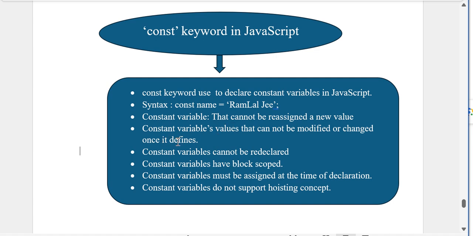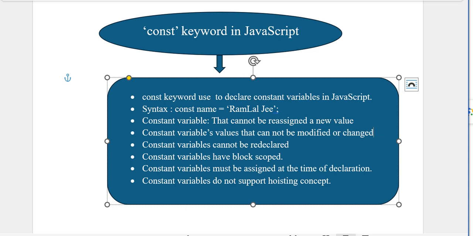Okay, so this word "once it's defined" might confuse some people. So let's remove that, because definition and declaration are different things. We will discuss that later. The ones with the bullet points we have discussed, then after we will discuss the rest. Here, a constant variable's value cannot be modified or changed. So here "Ramlal" cannot be changed to other values.